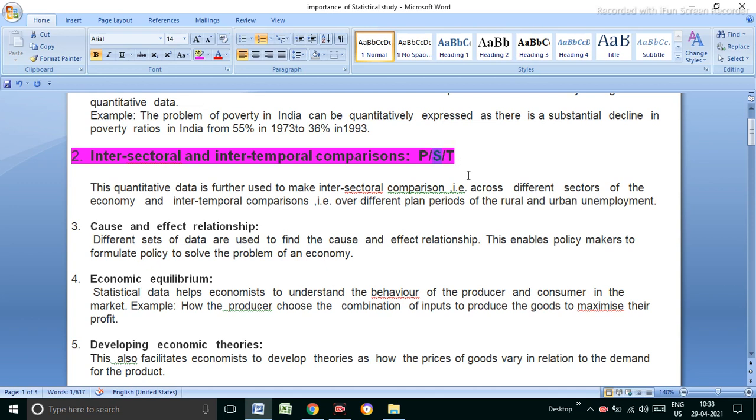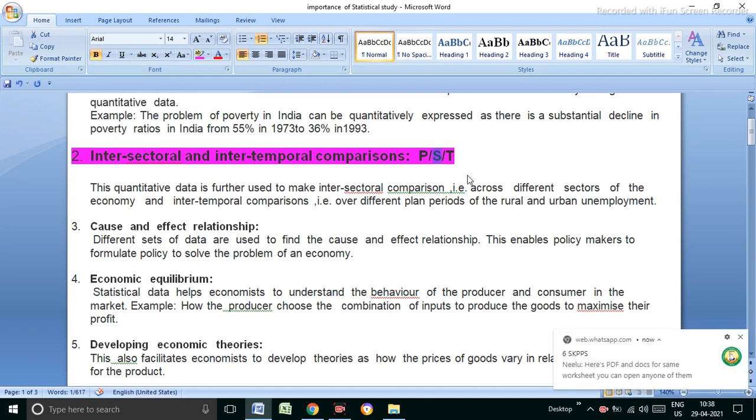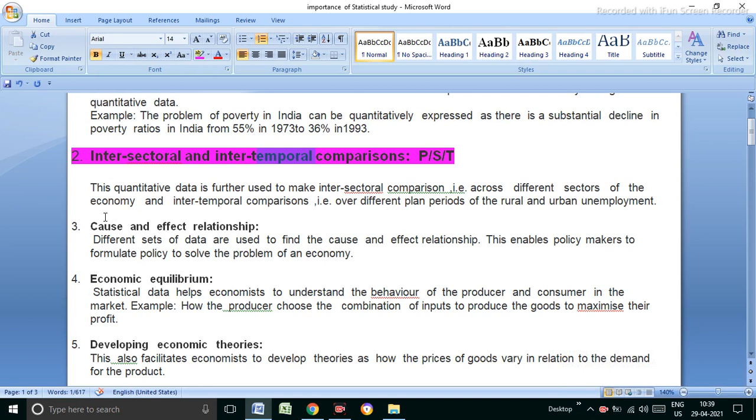Which sector provides more employment? Which sector provides better opportunity to the society? If we want to study this, we need statistics. So with the help of statistics we can do intersectoral comparison. Intertemporal means time-wise, year to year. In 2018, 19, 20, 2005, 2010, if we want to see the price of various types of goods, for that we need to study statistics.